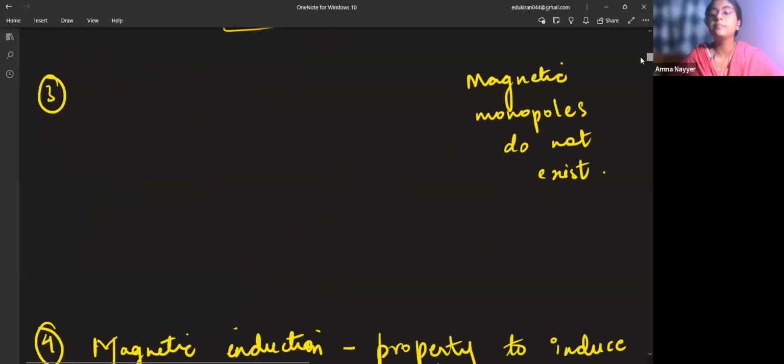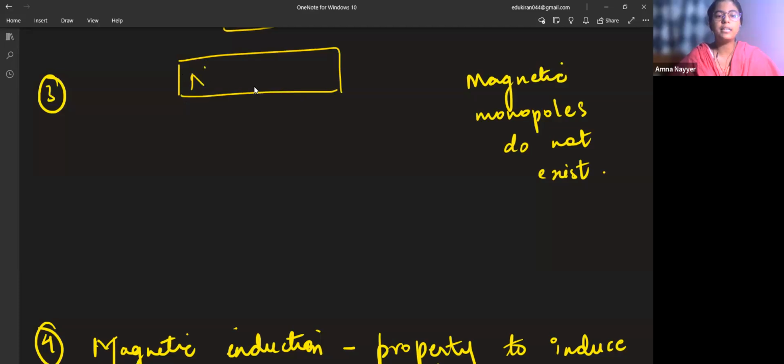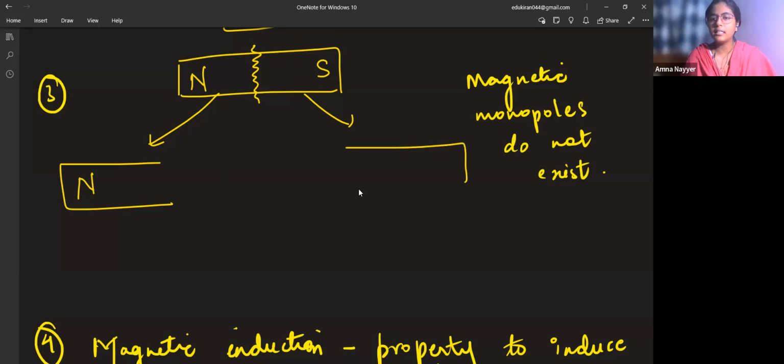That is the second property. Magnetic monopoles do not exist. See, suppose I have a bar magnet, with north polarity here and south polarity here. Now I break the bar magnet in between. One part is here, one part is here. One has north polarity, the other has south polarity. So should I say this is the north magnet and this is the south magnet? But monopoles do not exist. It means a magnet cannot exist without its opposite pole. A north pole has to have a south pole along with it.